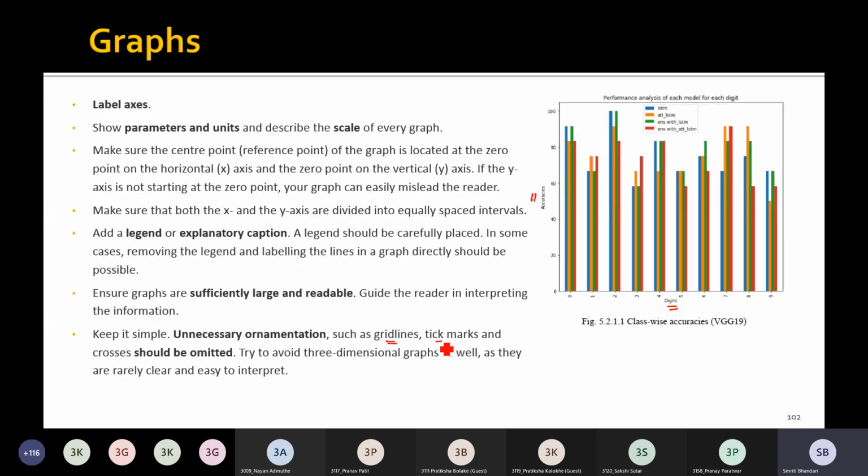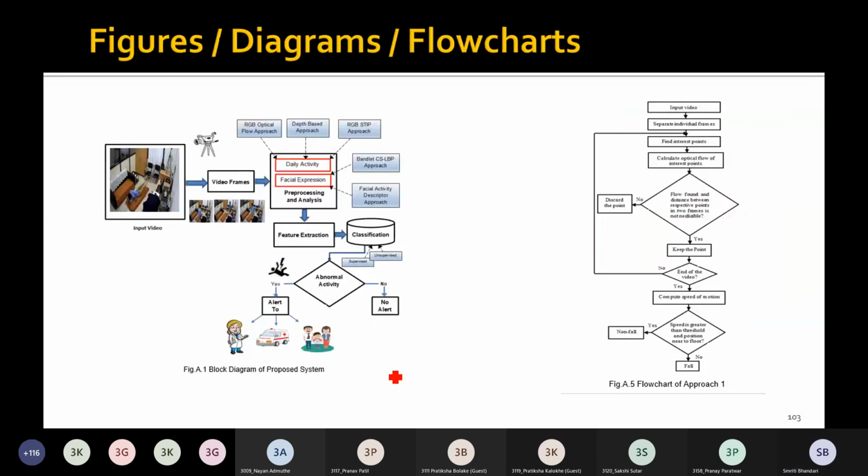Once again, keep the graph very simple. Do not use unnecessary grid lines, tick marks, crosses, or other ornamental material to depict the graph. Usually try to avoid three-dimensional graphs, because many times they are not clear to understand or not easy to interpret. So try to avoid three-dimensional graphs. Instead, stick to two-dimensional graphs.